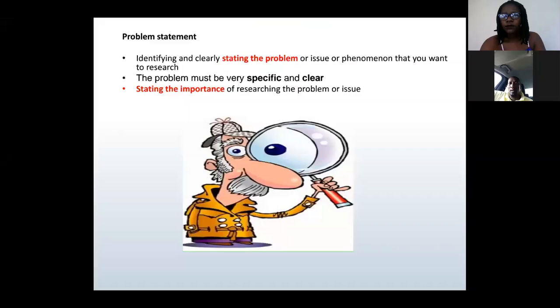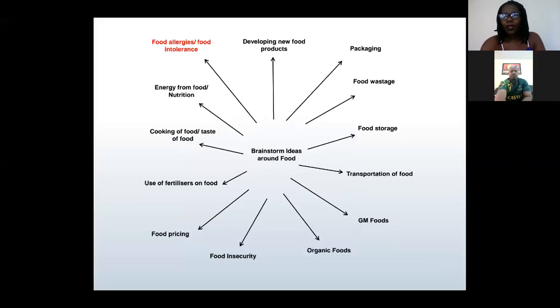When coming to problem statement, the learner needs to state clearly what is the problem. And that particular problem has to be specific and it has to be clear. And they must also state the importance of researching about the problem or the issue they are trying to address.